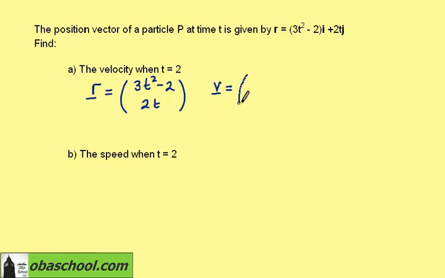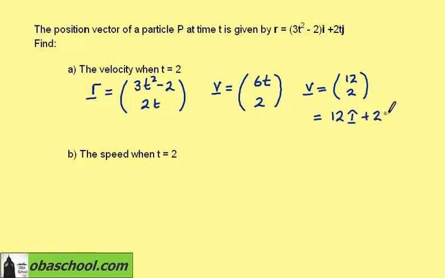For velocity we need to differentiate r, so we just differentiate the i component and then differentiate the j component. So when t equals 2, v is going to be equal to 6 times 2, which is 12, and 2, which is 12i + 2j meters per second, if we write in ij notation.